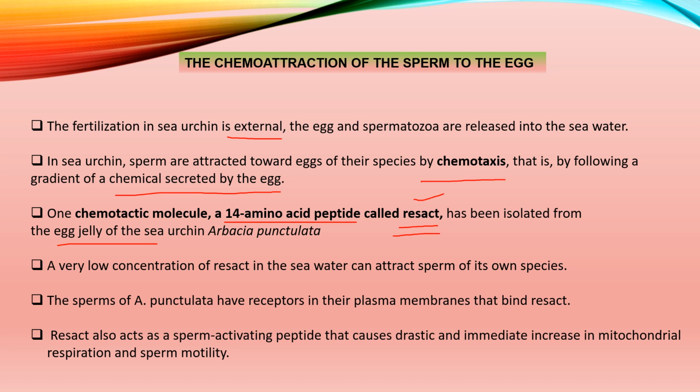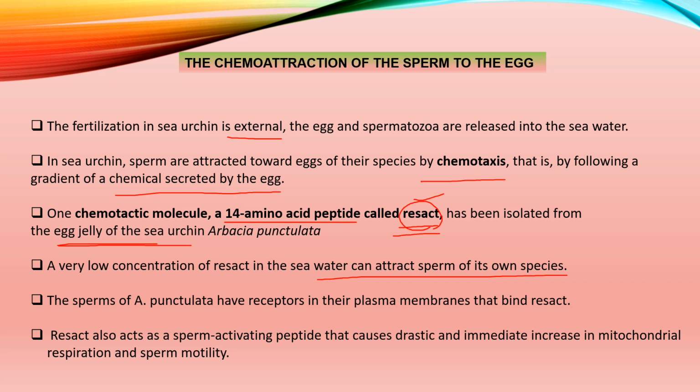So, what is the chemoattractant molecule? The chemoattractant molecule is resact, a 14 amino acid peptide isolated from the egg jelly of the sea urchin. A very low concentration of resact in the seawater can attract the sperm of its own species. It will attract only the sperm of its own species. That means the chemo-attraction is species specific.